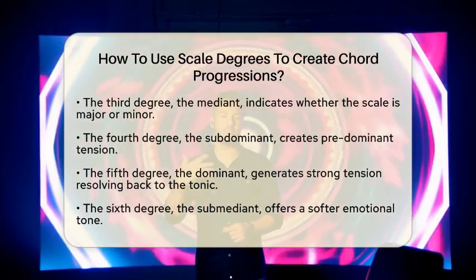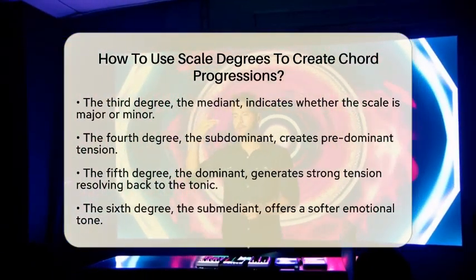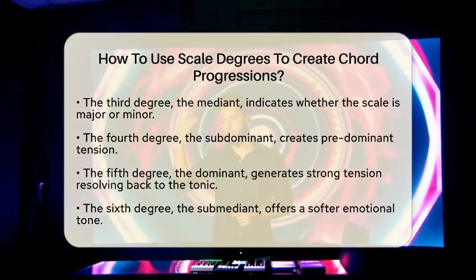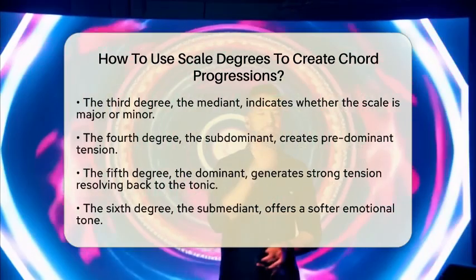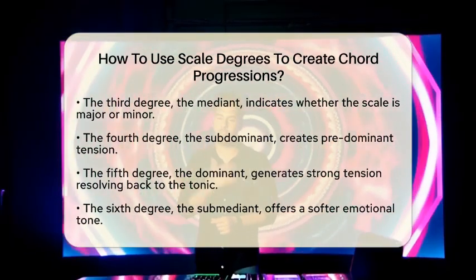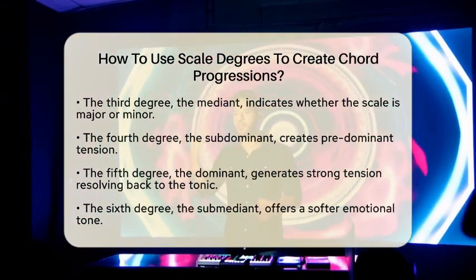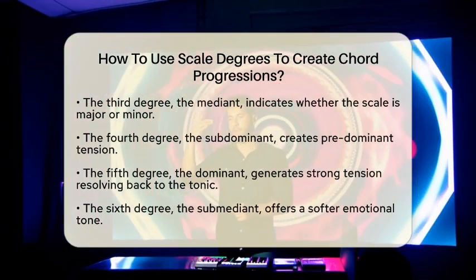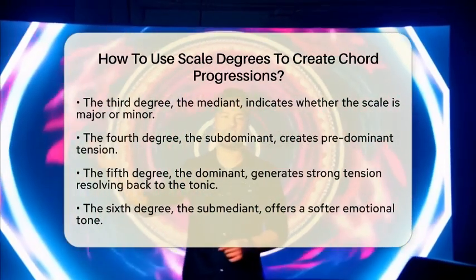For example, in a major scale, the chords built on the first, fourth, and fifth degrees are major chords. The chords built on the second, third, and sixth degrees are minor, while the chord on the seventh degree is diminished. In a minor scale, the pattern shifts slightly, often with the fifth chord being major to ensure a strong resolution back to the tonic.